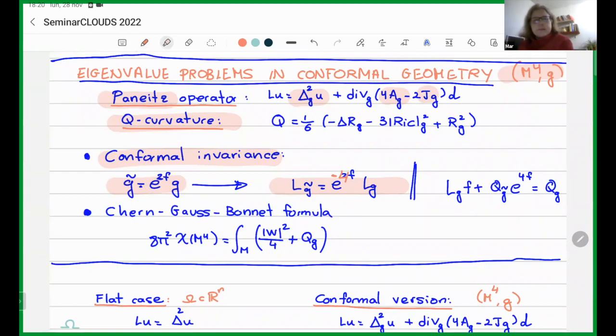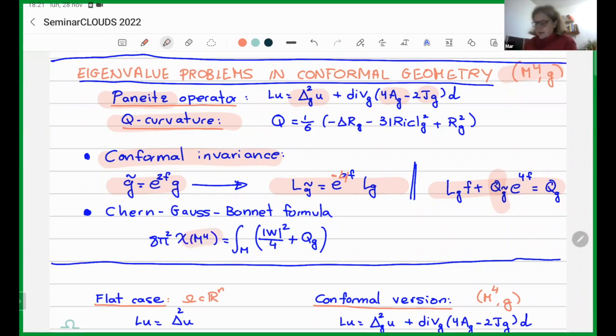So this is what I mean by conformal invariance. Also, the Q curvature of the new metric Q_g tilde can be related to the background Q curvature of the old metric by this semi-linear equation involving the Paneitz operator. So this is a fourth order equation with an exponential nonlinearity. Again, this has received a lot of attention in PDEs and also for classification of 4-manifolds.